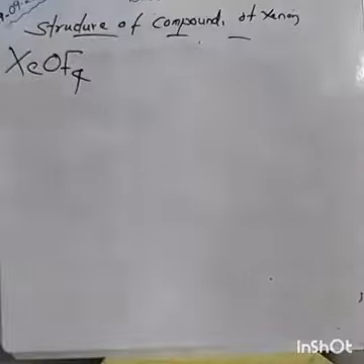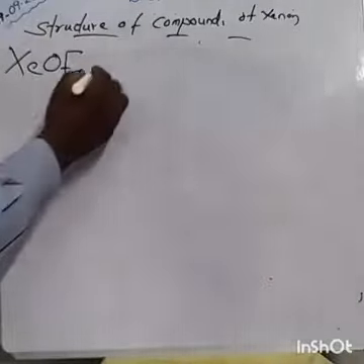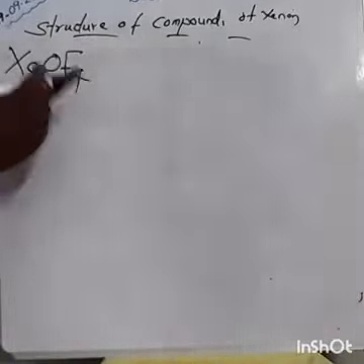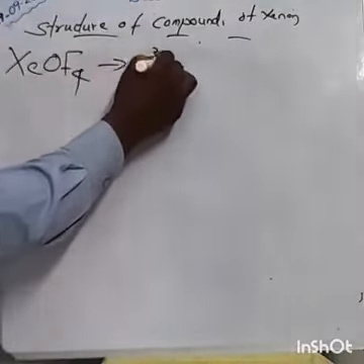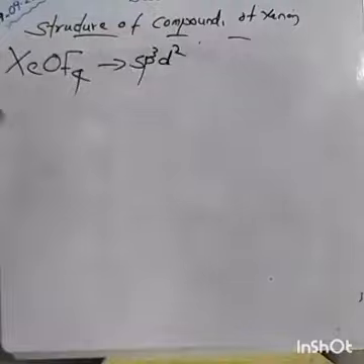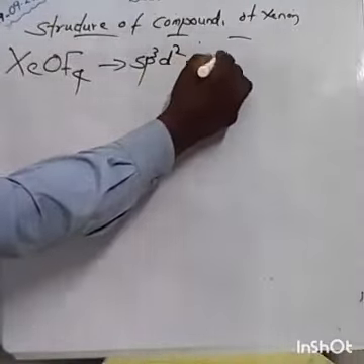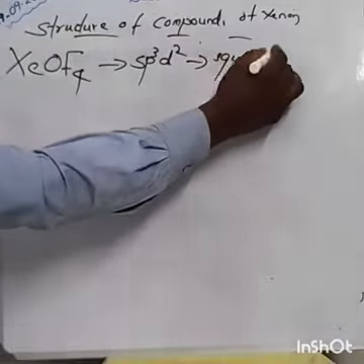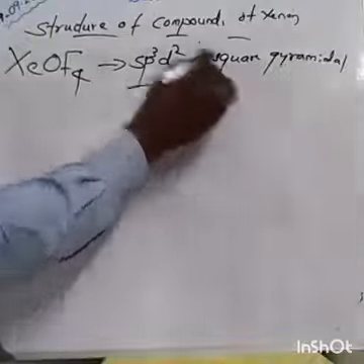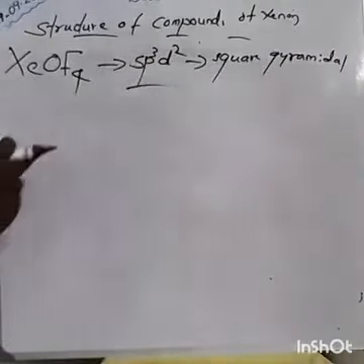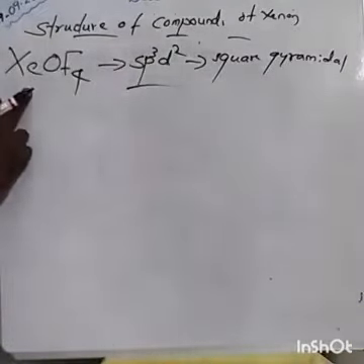XeOF4, xenon oxytetrafluoride. The shape is square pyramidal and the hybridization is sp3d2. Okay, square pyramidal. That is, you should be writing the xenon.